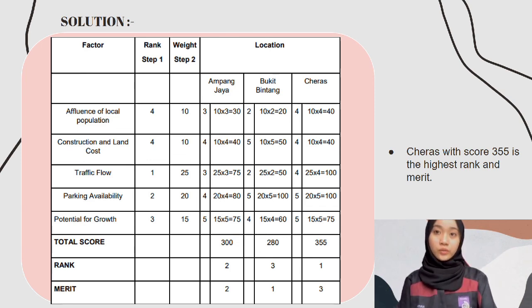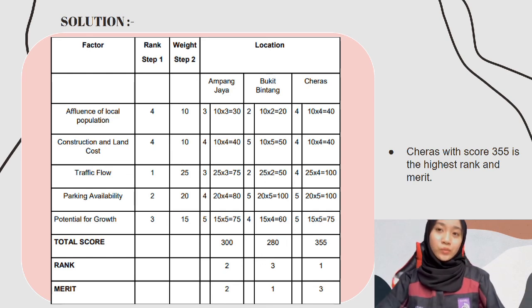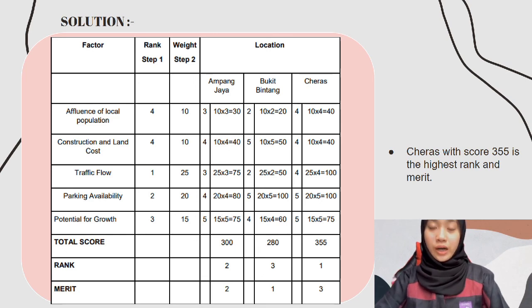Lastly, after we're done giving a rank for each location, we should give a merit according to the rank. The highest rank will get merit 3. So you can see here, Cheras gets the highest rank, so we give Cheras merit 3, followed by Ampang Jaya 2 and Bukit Bintang 1. So overall, we can see Cheras gets the highest total score with 355. So of course, Cheras is the highest rank and gets the highest merit as well.